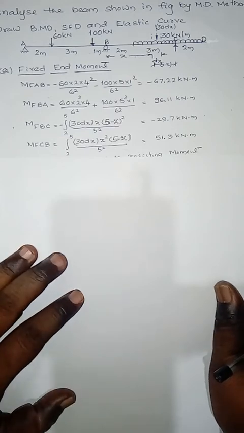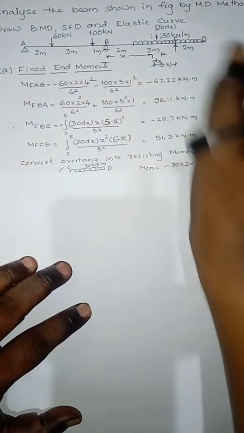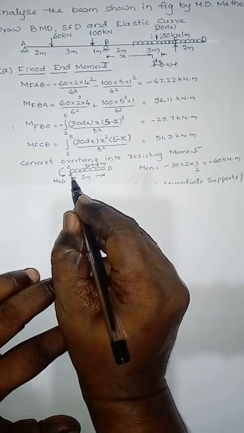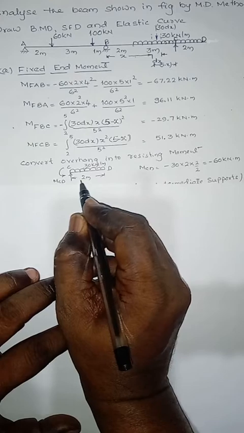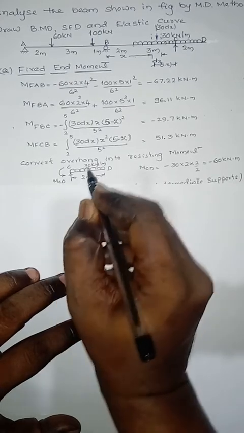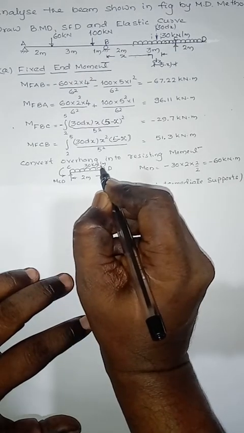Then the next step, the second step, is that there is an overhang, so convert that overhang into the resisting moment. Here cut this portion and then the overhang C to D, that is 2 meter, it is subjected to 30 kilonewton per meter.